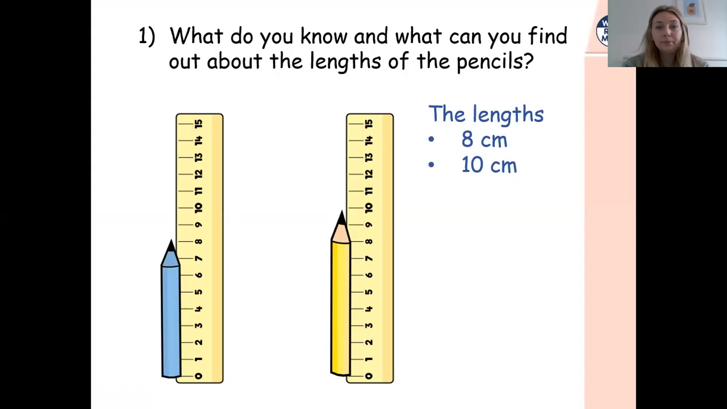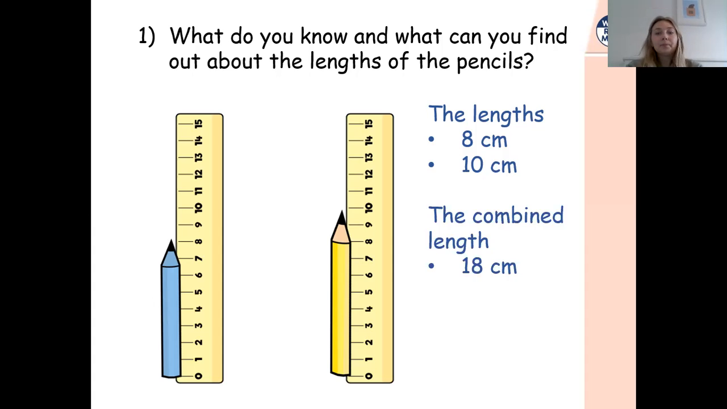So the first one, the length of the pencil. The first pencil, the blue one down here, we can see the end of the pencil finishes at 8 centimeters, which is here. You can see my mouse is here, 8 centimeters. If we look at our yellow pencil, I'm going to check that it starts at 0. It does, which is really good. And I'm going to go all the way to the top of the pencil and we can see it is 10 centimeters long. So we have an 8 centimeter pencil and a 10 centimeter pencil.